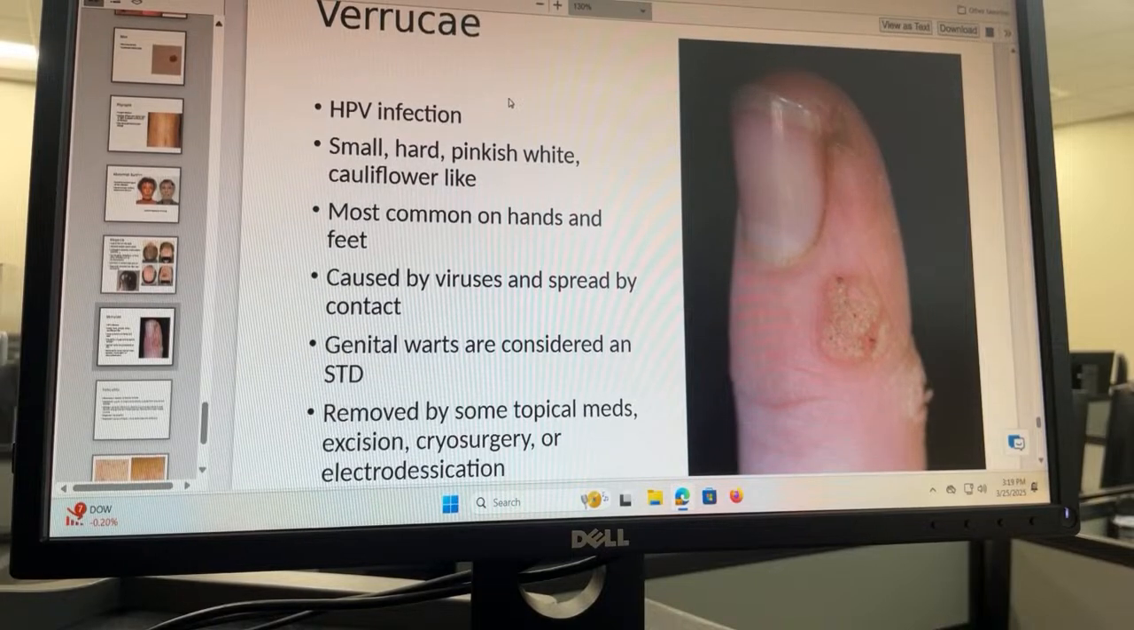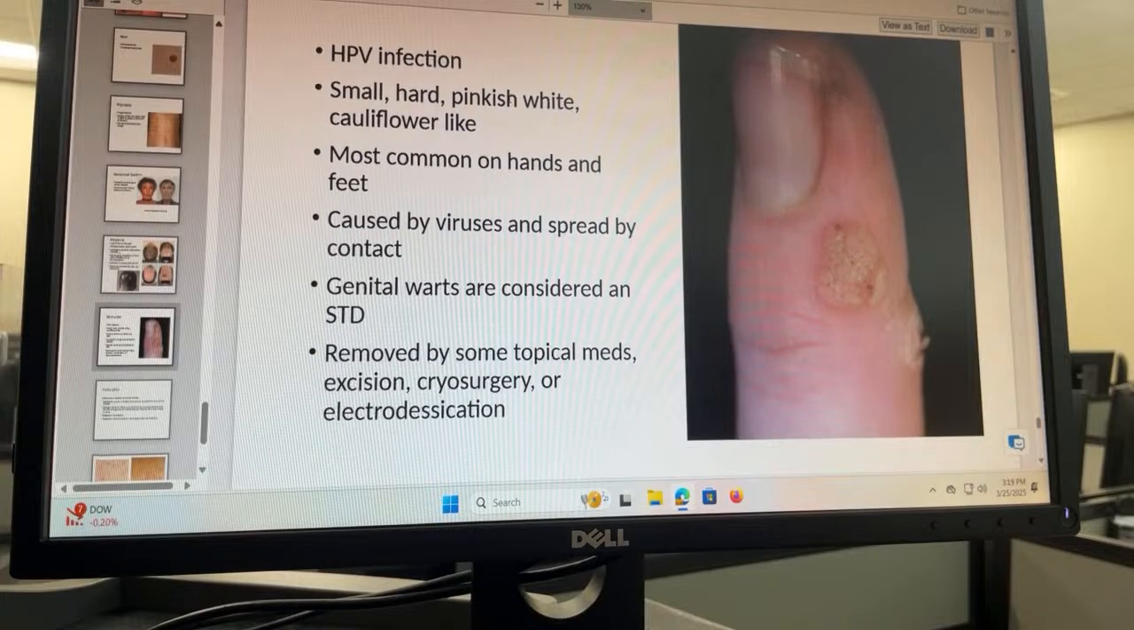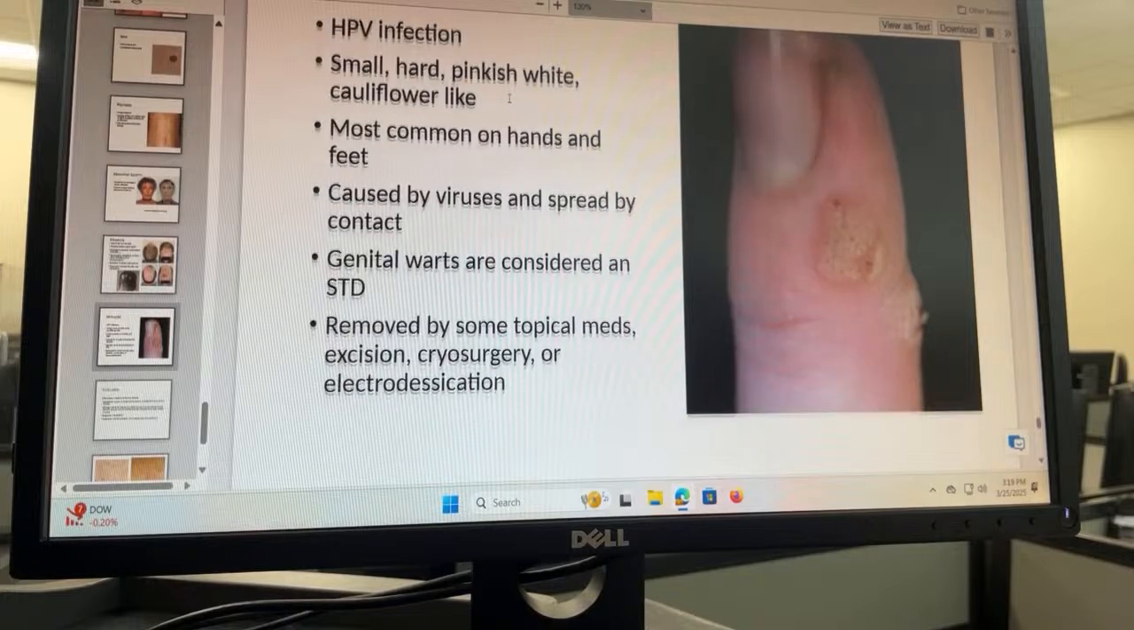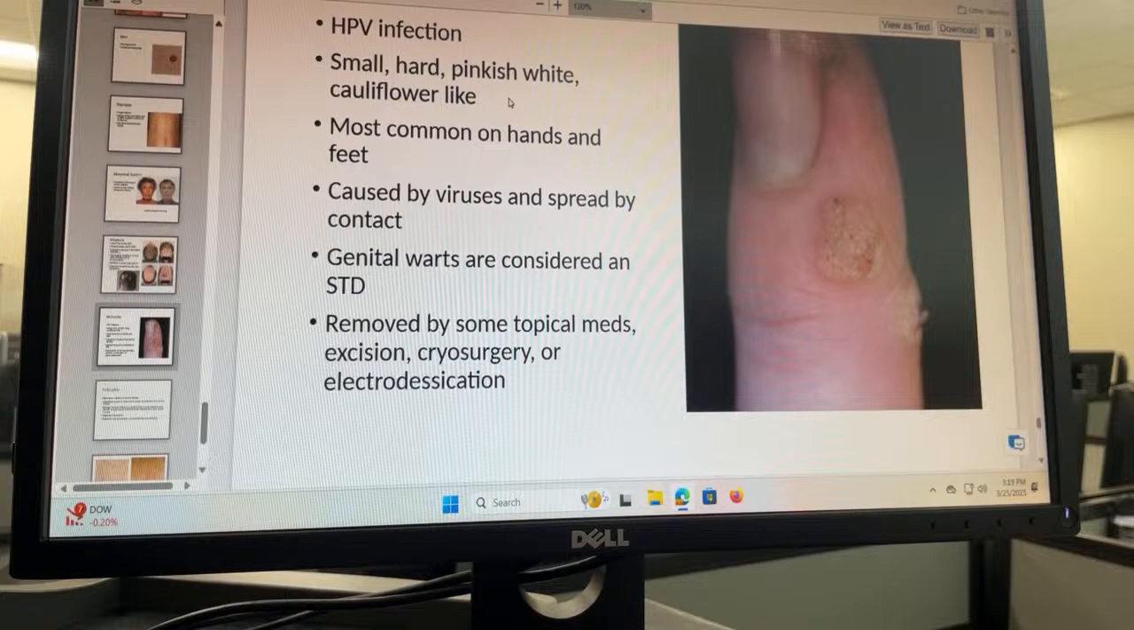So these are warts. They're small, hard, pinkish white, cauliflower-like. Hands and feet, the most common. They are spread by contact because it is a virus. It is contagious. Genital warts are considered an STD. They can be removed with some topical medications that eat away at the warts. You can have them cut off. You can do cryosurgery, which is freezing them off, or they can be burned off with electric desiccation.